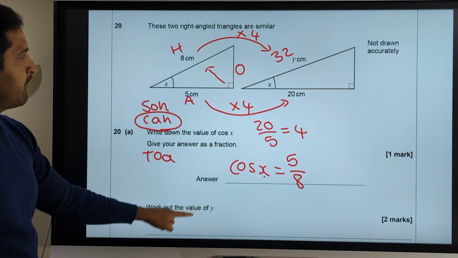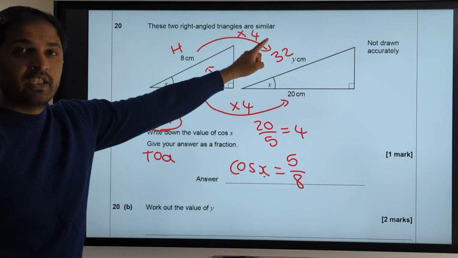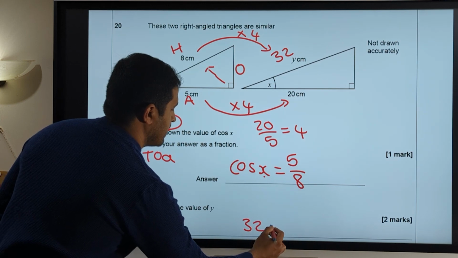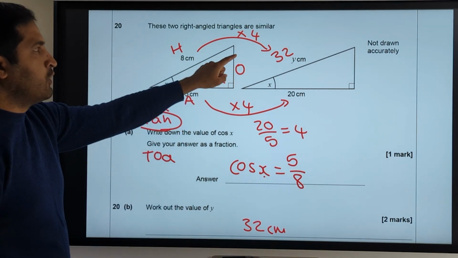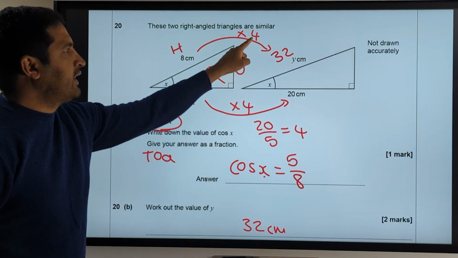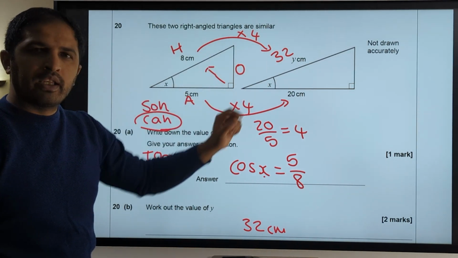That's it. And we worked out what the y is going to be. Because the scale factor is 4, the y is 32 centimeters. Now again, you get 1 mark for working out what the scale factor is. So the scale factor is 4, and then the second mark is for getting 8 times 4, which gives you 32.